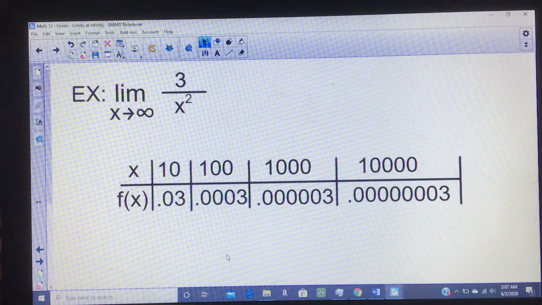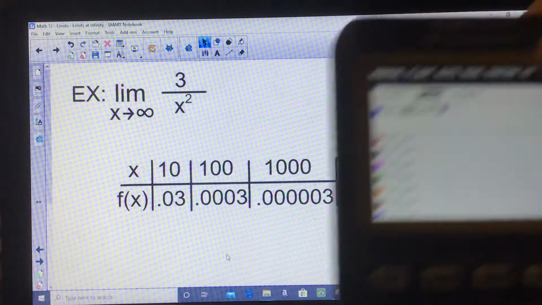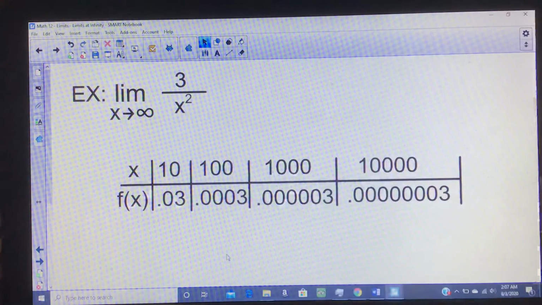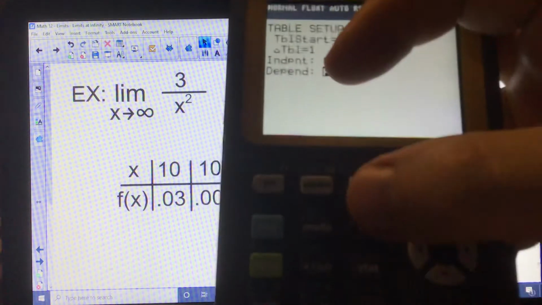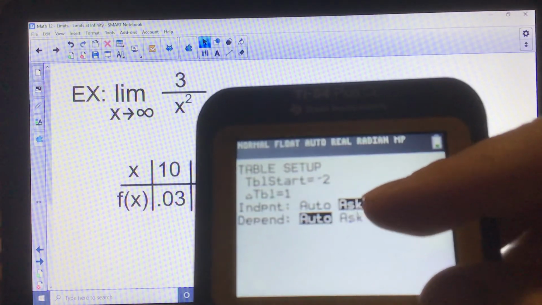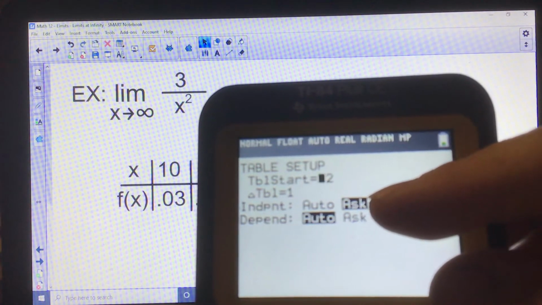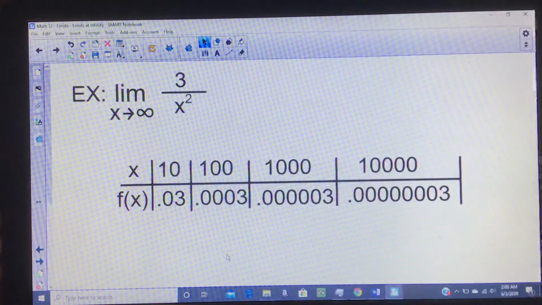But if you saw the other videos, remember you can go into the y equals, put in the function, and then if you go into the table set, so you hit second and window, you can set the independent to ask. The independent variable is the x variable, and then you can go to your table and enter all of these values. So I'll show you them. Let me give a second to enter them here.